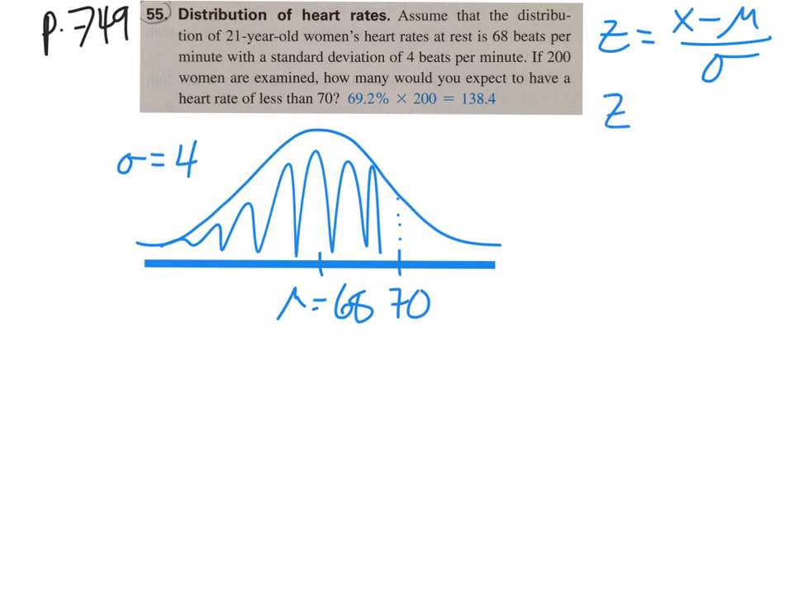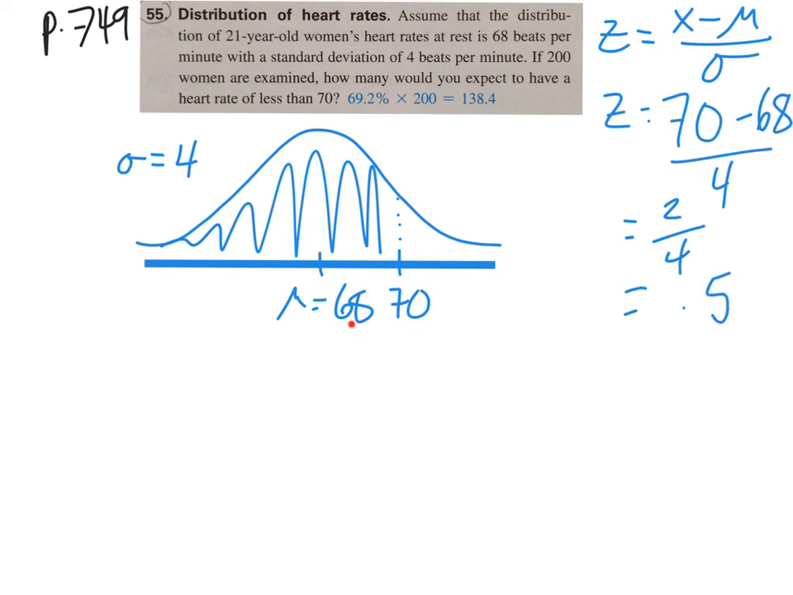So let's jump over to our z-score formula, and we'll turn 70 into a z-score. So z will be equal to 70 minus our mean, which is 68, over our standard deviation, which is 4. Well, this will give us 2 over 4, which is 0.5. We already knew that, by the way, because I said this distance is 2, and 2 is half a standard deviation. Well, that's exactly what the z-score tells us. 0.5 just means half a standard deviation above.